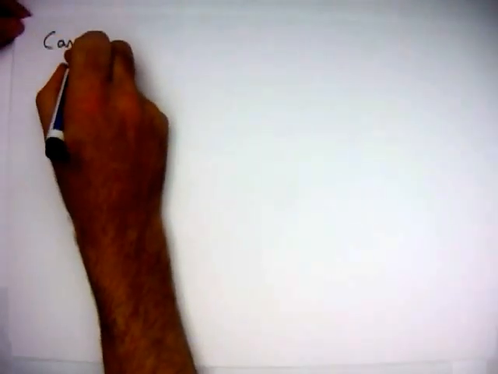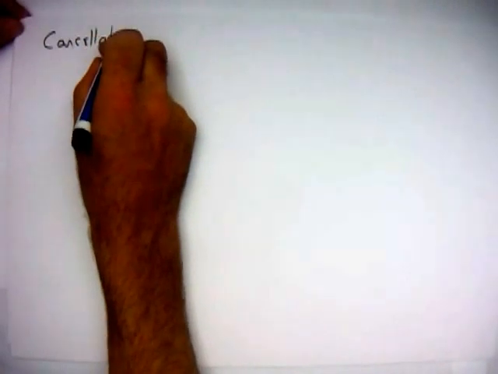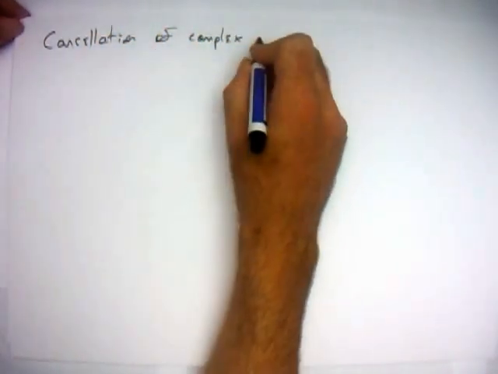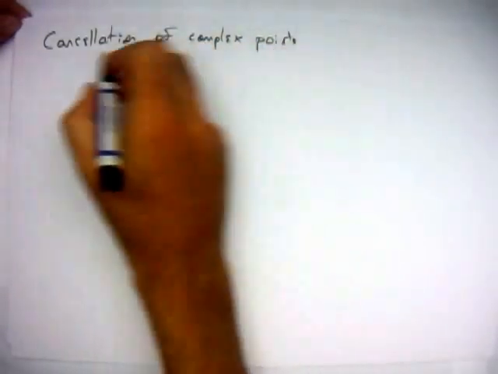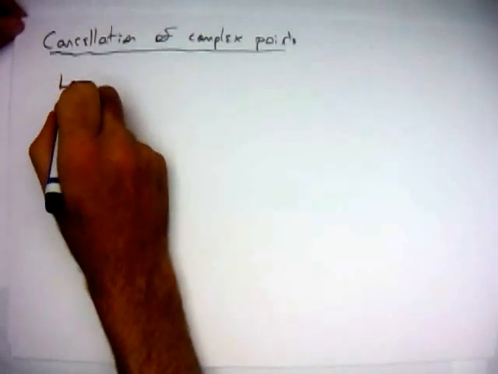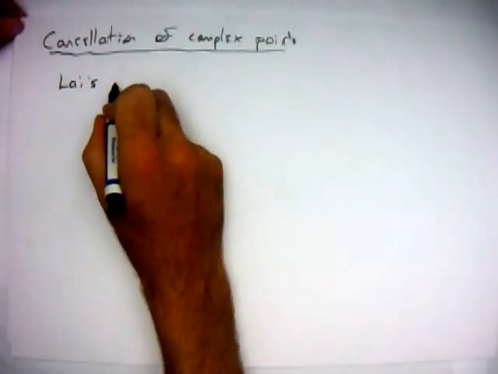Okay, now let's come back. So okay, there's no problem with that. Let's just mention one thing, which is this cancellation of complex points. How do we know that we're going to cancel any complex points? Well, it's not too hard to see. We mentioned Lie's formula, so let's bring that in here.